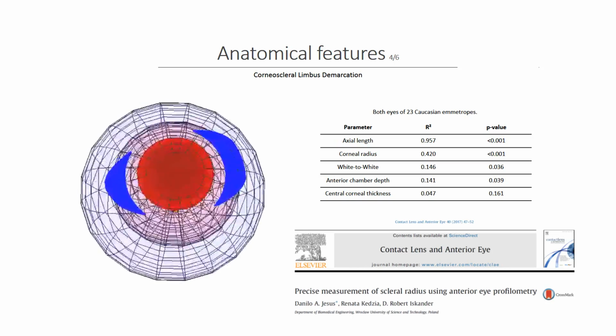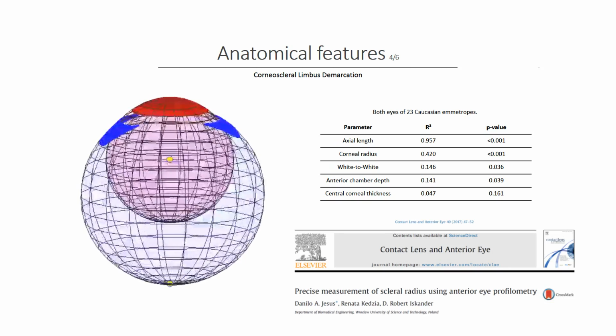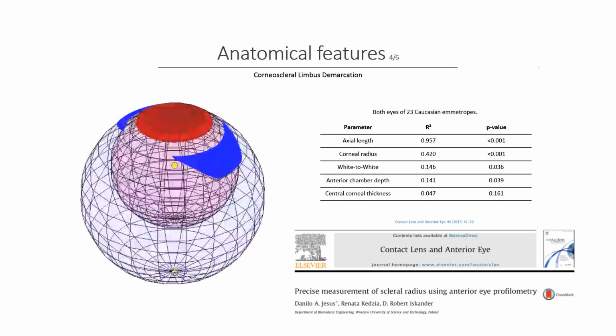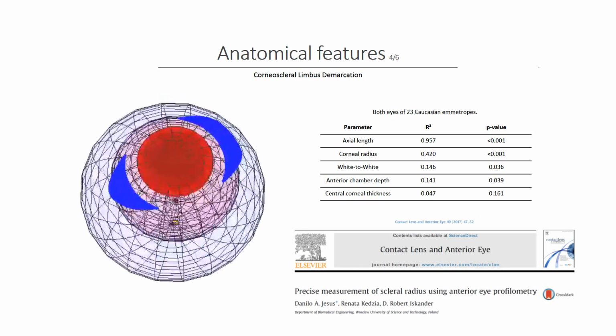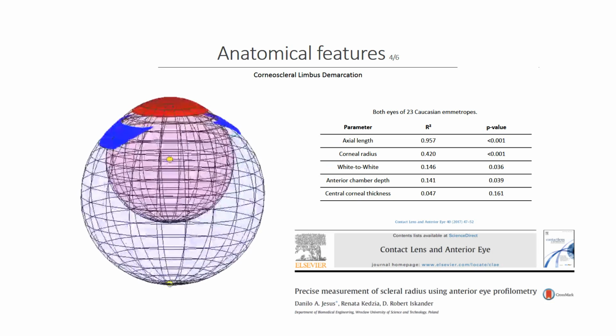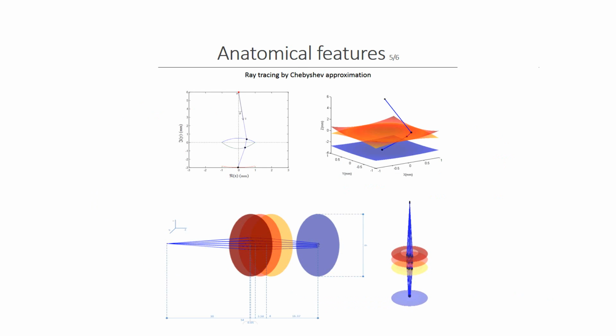The results show that the three-dimensional topography acquired with the eye surface profiler, together with the given estimate of the axial length, can be used to calculate the scleral radius with high precision. For more details about this work, please have a look at the paper published in the Contact Lens and Anterior Eye journal. During this project, we also had the opportunity to develop a new ray tracing algorithm.